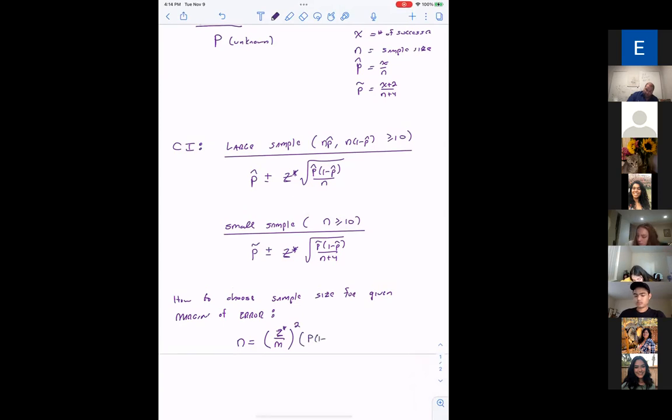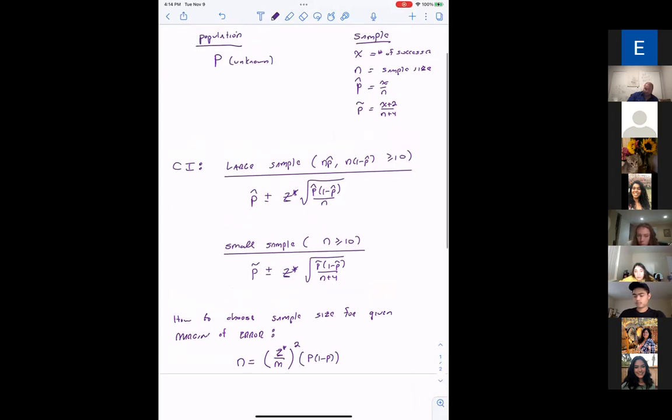Well, what are those p's? We don't know p. X over n? No, because remember, choosing the sample size goes before taking the sample. P hat comes from your sample. P is unknown, so I can never use that in any calculation. So I can't use p and I can't use p hat. P I can't use because we don't know it. P hat I can't use because we don't have it yet.